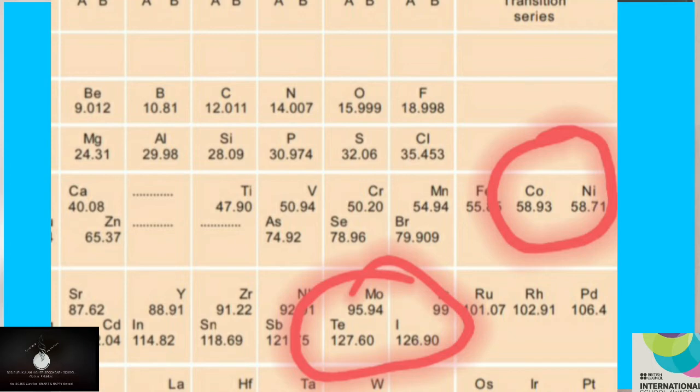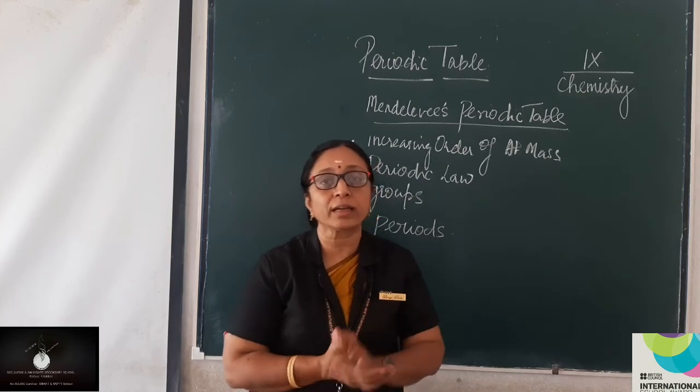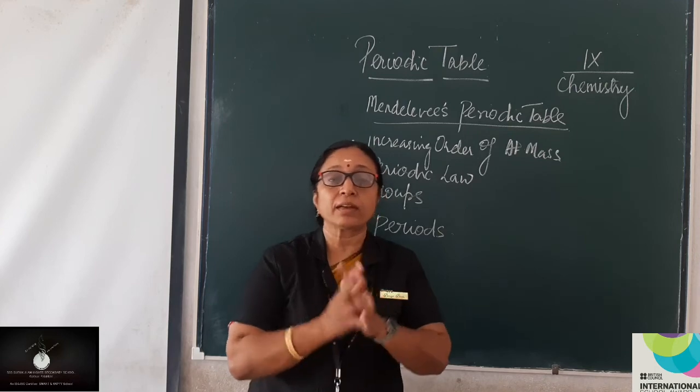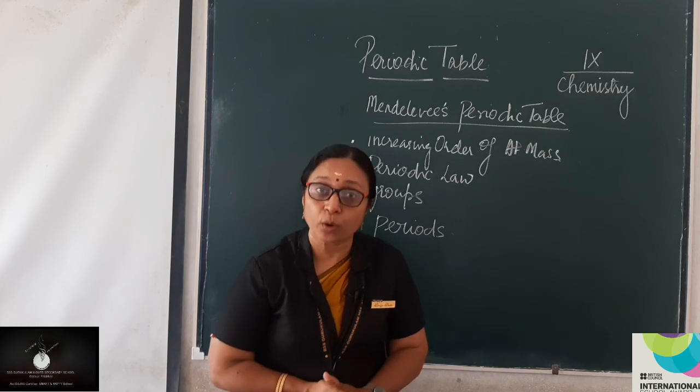In the case of tellurium and iodine also, tellurium has atomic mass 127.60, whereas iodine has 126.90. So, actually iodine should come first and then tellurium should be behind iodine. So, this rule is not properly followed in the case of cobalt and nickel, tellurium and iodine. So, such mistakes were seen in Mendeleev's periodic table. These were the demerits in Mendeleev's periodic table.